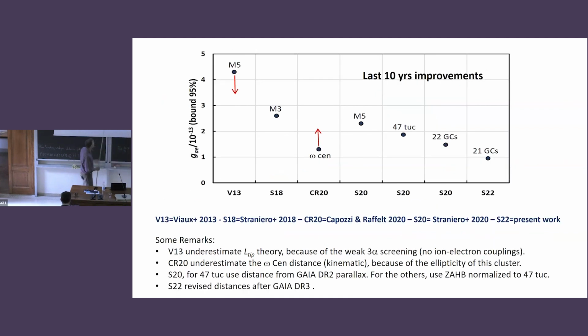Okay, this is the historical evolution of this bound based on the RGB tip, from the pioneering work made with globular clusters by Liu et al. in 2013. And then there were many papers up to our paper here in 2020. And this is the most recent one, based on the Gaia measurements of the distances.